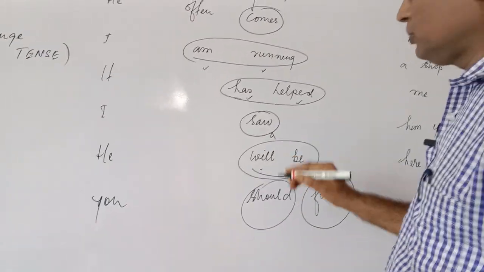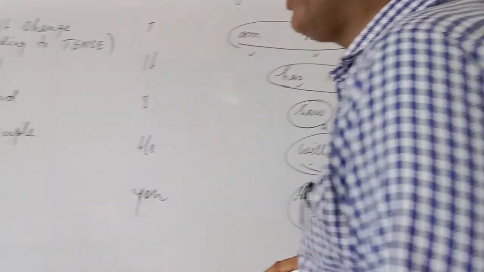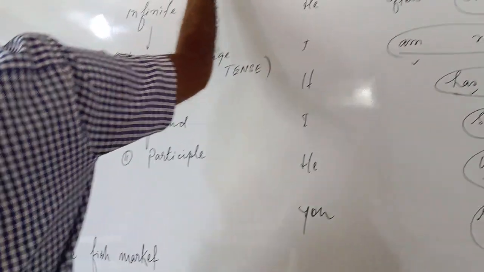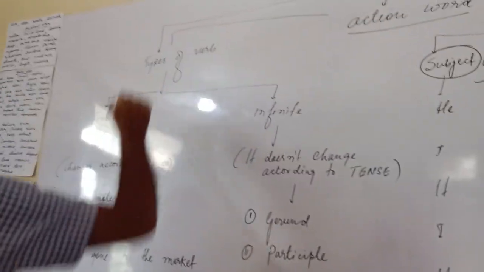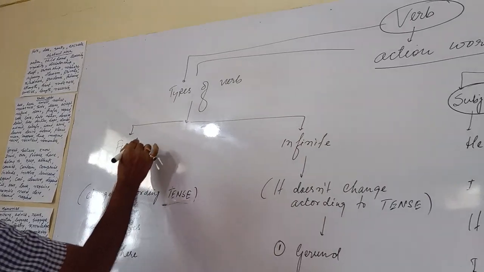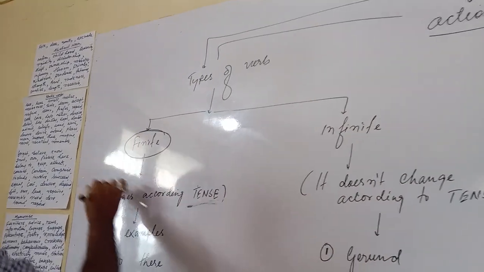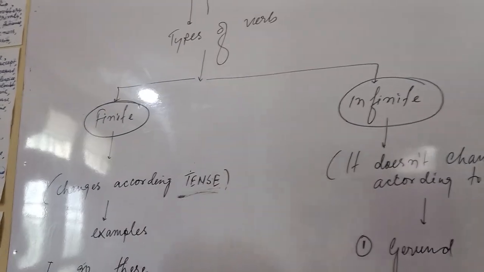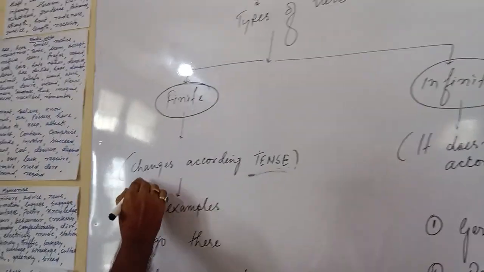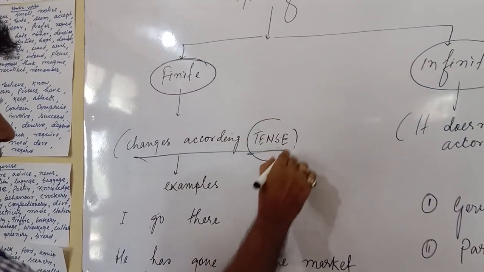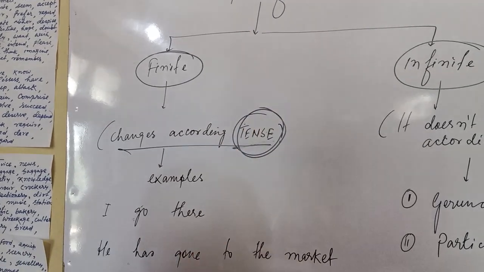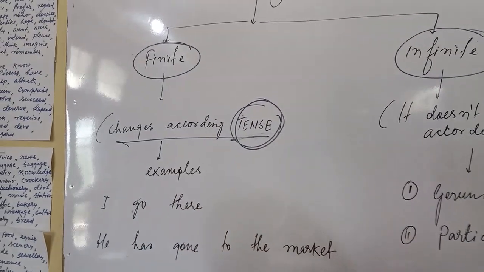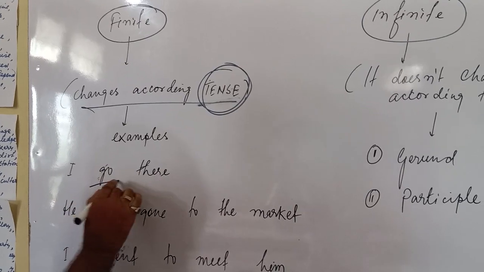To recognize verbs, you have to know the types of verbs. There are two types of verb that we can say: finite verb and infinite verb. What is a finite verb? It changes according to tense. Tense means period of time, T-E-N-S-E.